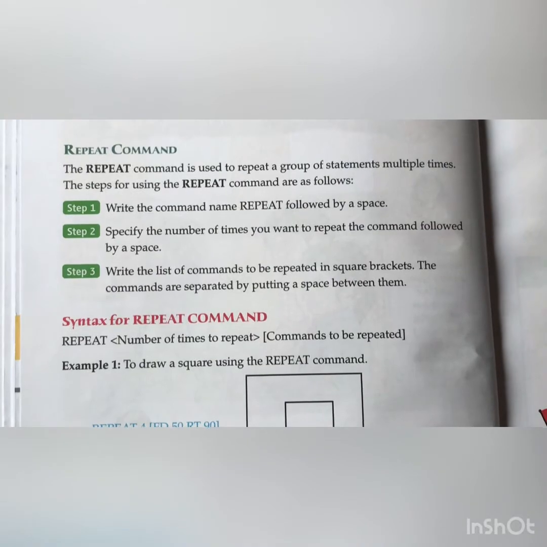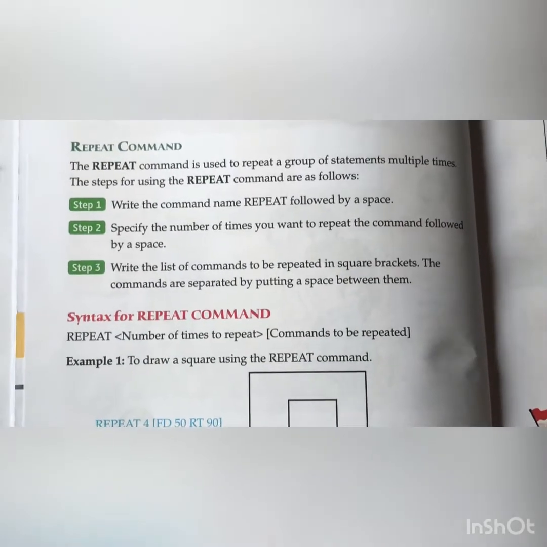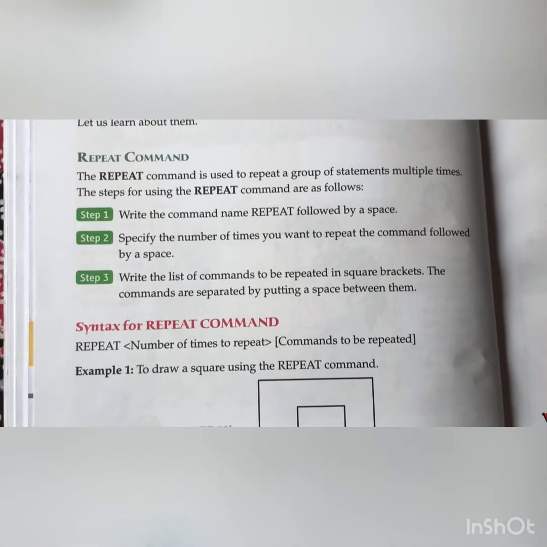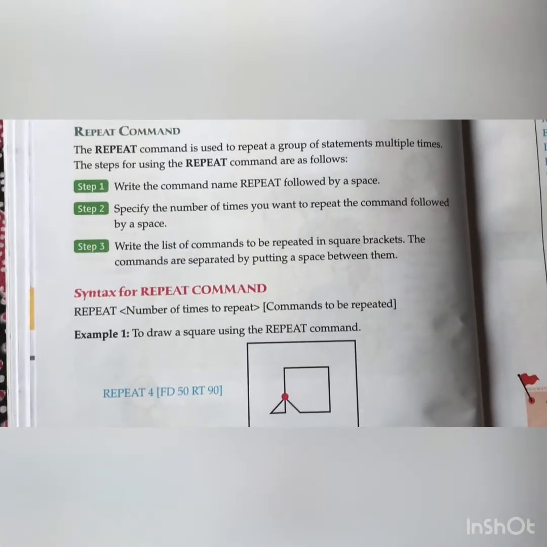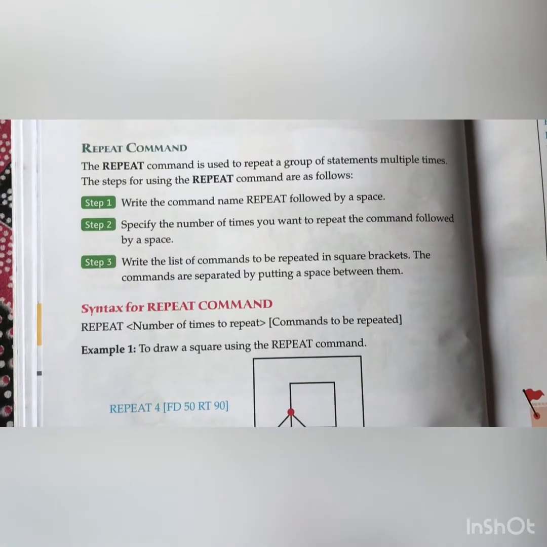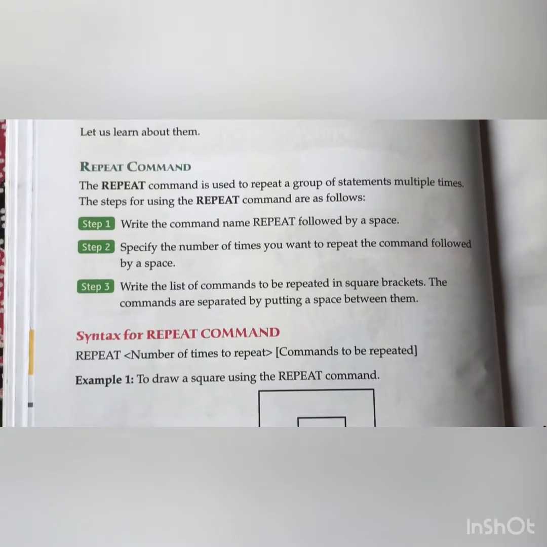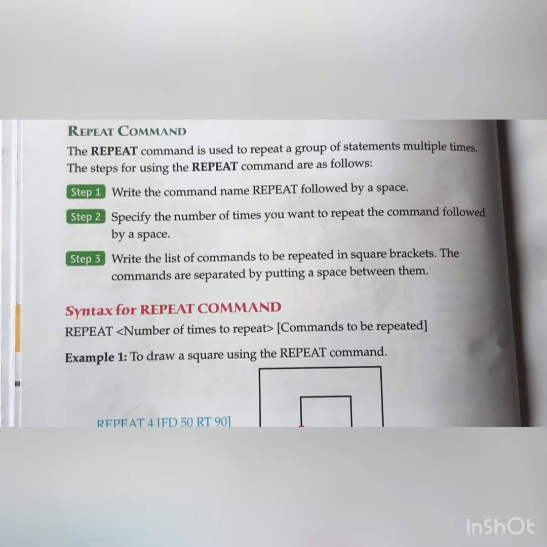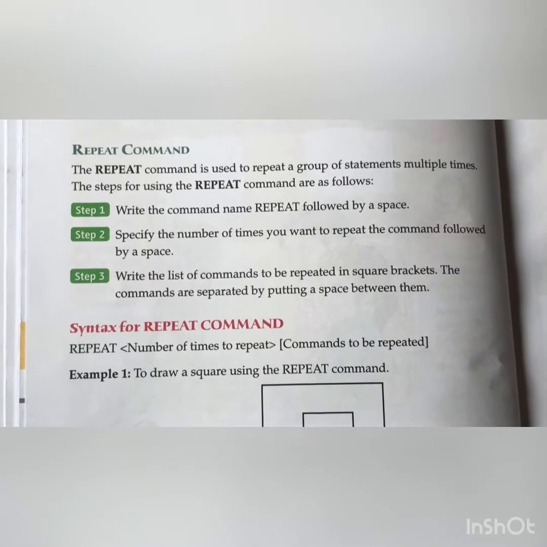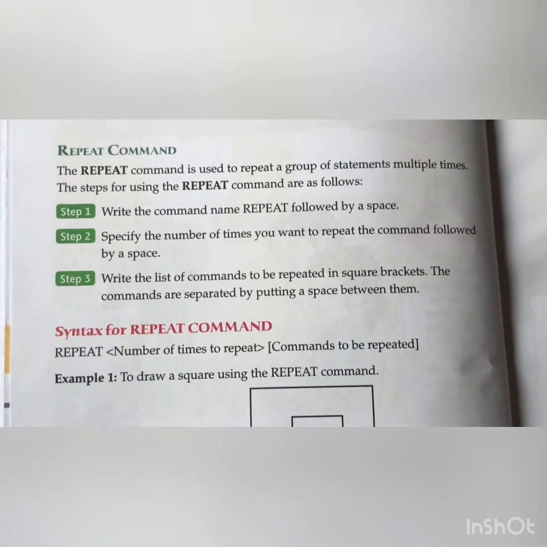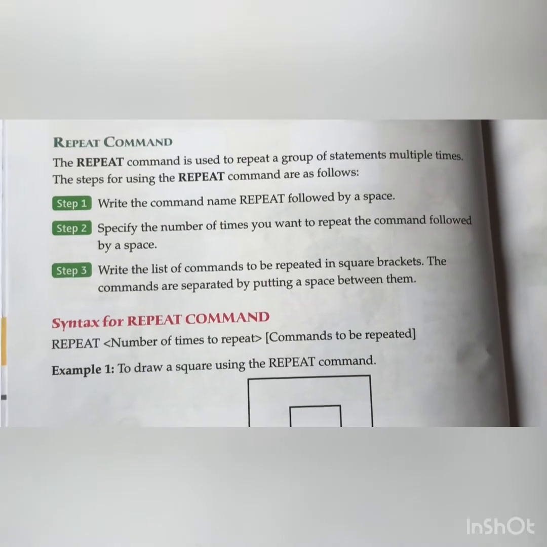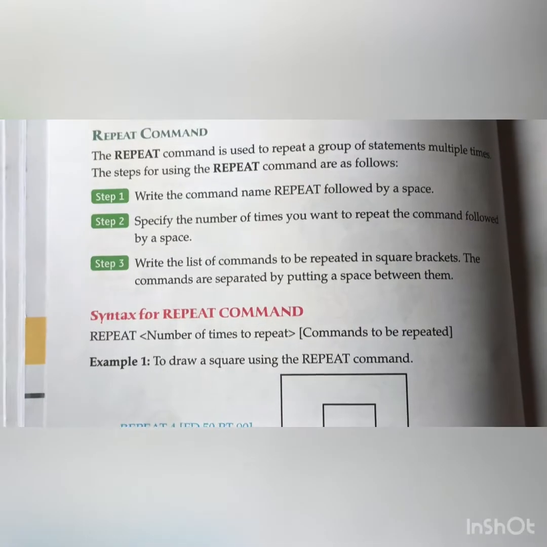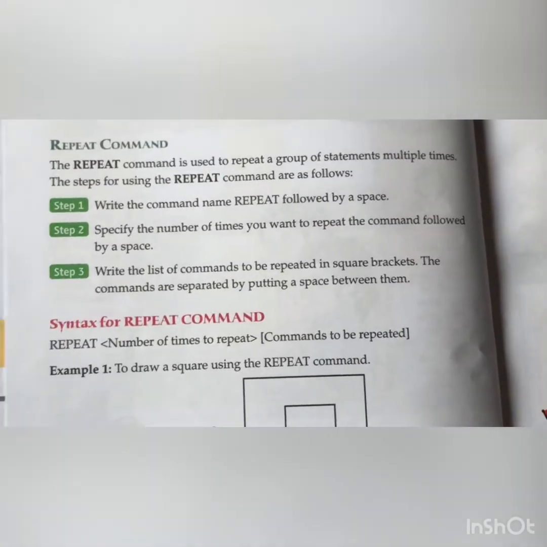Now we are going to see the repeat command. The repeat command is used to repeat a group of commands multiple times. For example, I want to write commands like forward, then right, left. If I want to draw some shape using all these commands and I don't want to write them again and again, I can use the repeat command. Write the command name repeat followed by a space. Specify the number of times you want to repeat the command, and write the list of commands to be repeated in square brackets, with the commands separated by spaces.